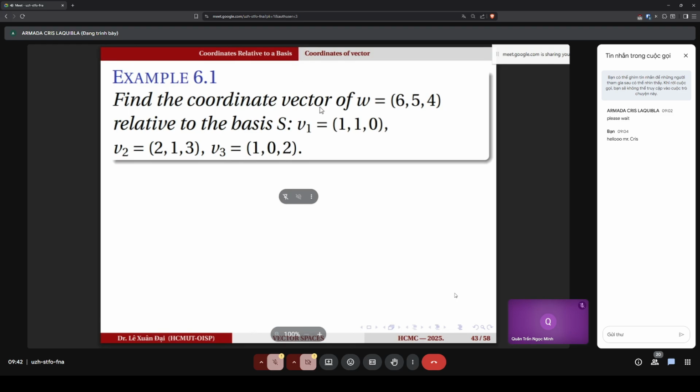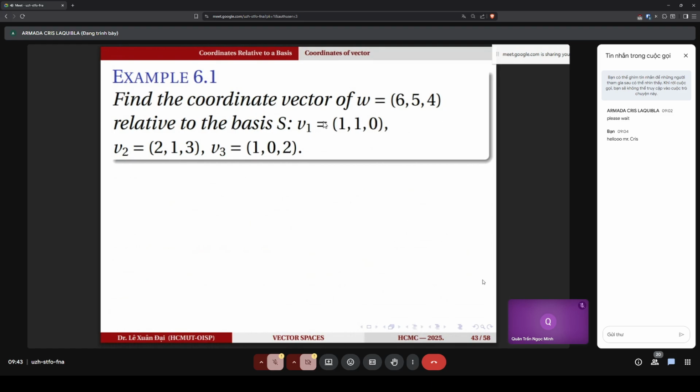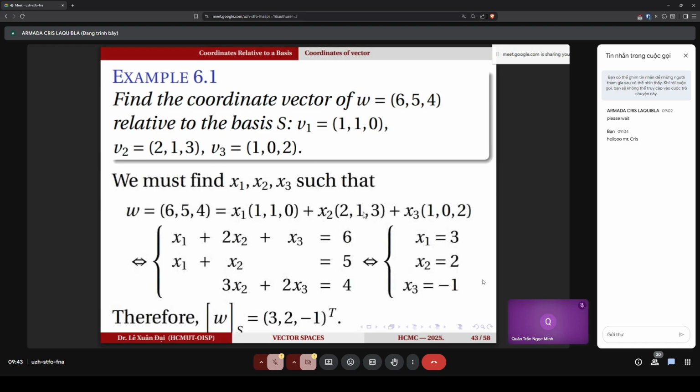Okay, so find the coordinate vector. Actually, class, this one is the coordinate vector because it contains the coordinates of W relative to the basis S. And this one, class, the [W]_S is your coordinate vector of W, which is equal to (6, 5, 4), relative to the basis S, if this is the basis. So we have to find it. To find it, we have to use this.